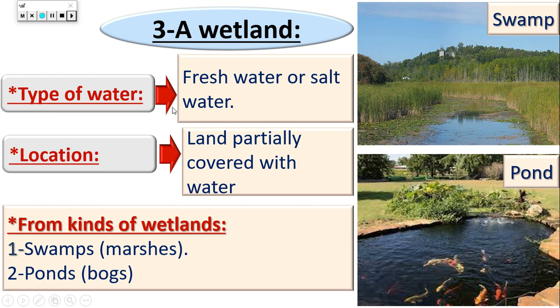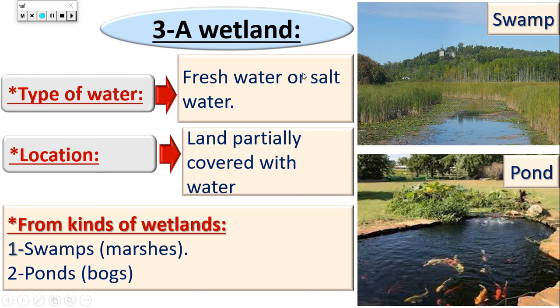Wetland. Wetland is land that's partially covered with water, and wetland can contain fresh water or salt water. We have two types of wetland, swamp and pond. Swamps are called marshes, ponds are called bogs. So, the wetland is different from the lake. A lake is a water body that's surrounded by land, but a wetland is land that's partially covered with water, as you can see in these pictures.